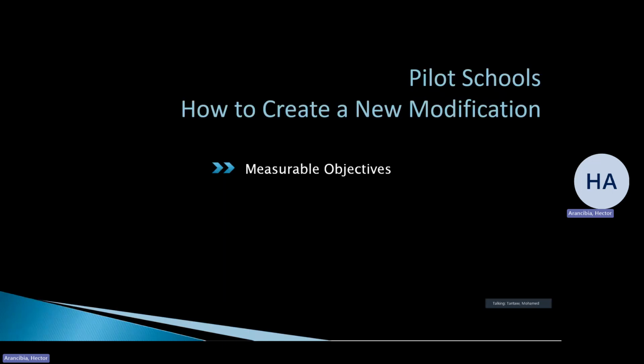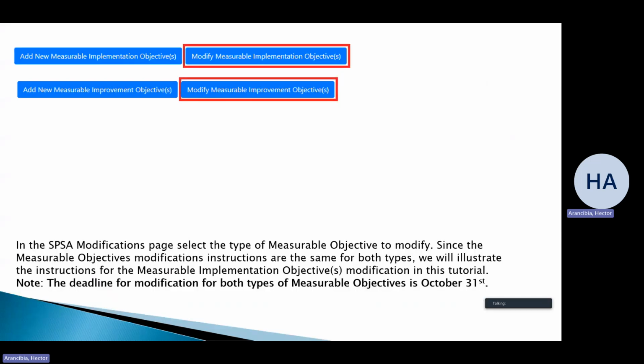The next part of the modification is the measurable objective section. The modification may involve a revision to an existing measurable objective from your original SPSA, or the creation of a new measurable objective. Now, it is important to note for schools that you are not required to add or modify measurable objectives. A school can skip this section and go directly to the school strategy with actions section to add or modify existing strategies and actions.